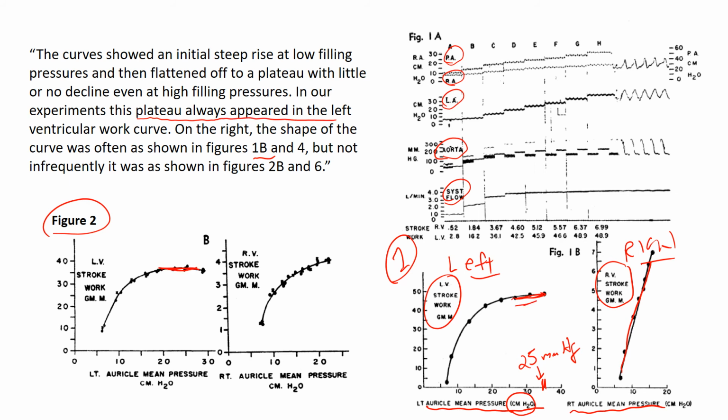Okay, on the right side, sometimes it looked very linear like this. Sometimes it was kind of curvy, but it's still not quite saturating on the right side. And it probably just has to do with the inotropic state or the specific details of the experiment for that individual case. Okay. No descending limb. Important conclusion.